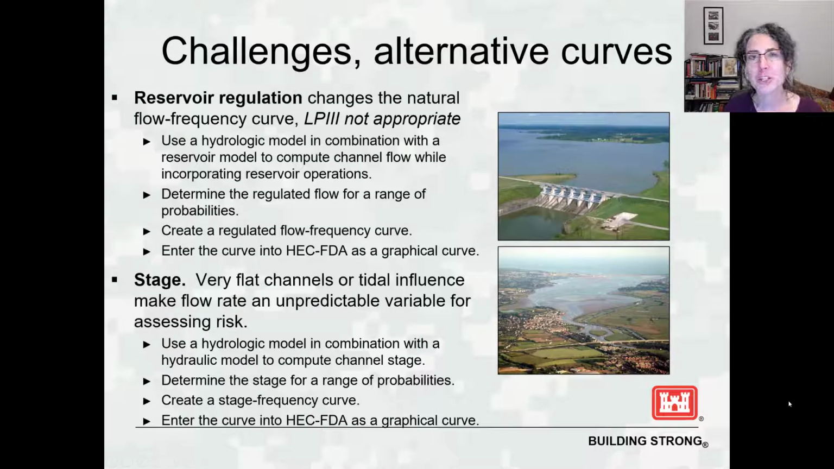So here are some situations in which developing the curves is not quite as straightforward. So, regulated flow frequency curves. Reservoir regulation changes the natural flow frequency curve, and the log Pearson type 3 distribution might not be appropriate. Right? So in this case, we're going to pair our hydrologic model with a reservoir model to compute channel flow that incorporates regulations such as reservoir operation or maybe diversions. That'll let us determine the regulated flow for a range of probabilities.